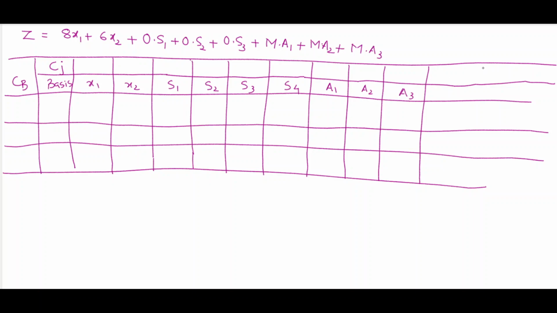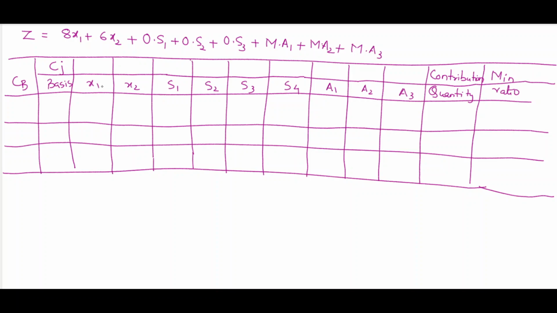Then next column is your contribution quantity. And last column is your minimum ratio.